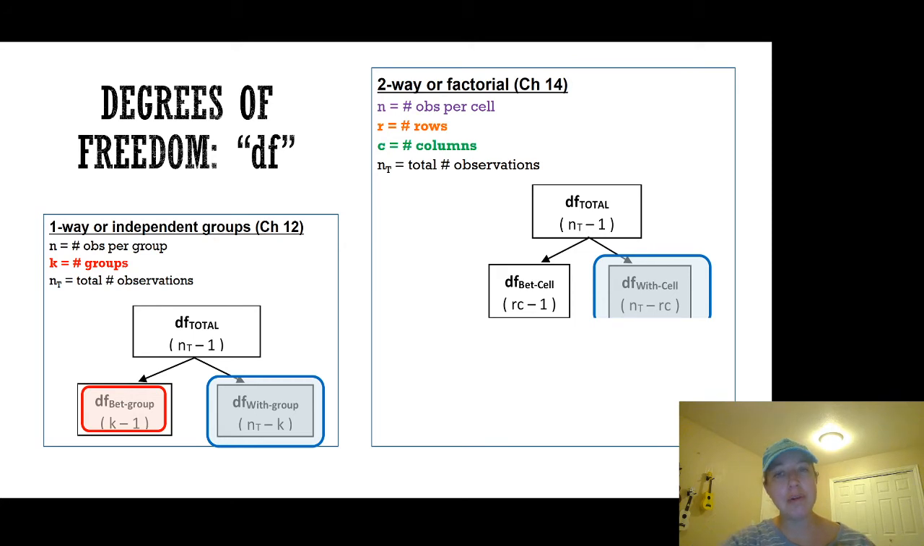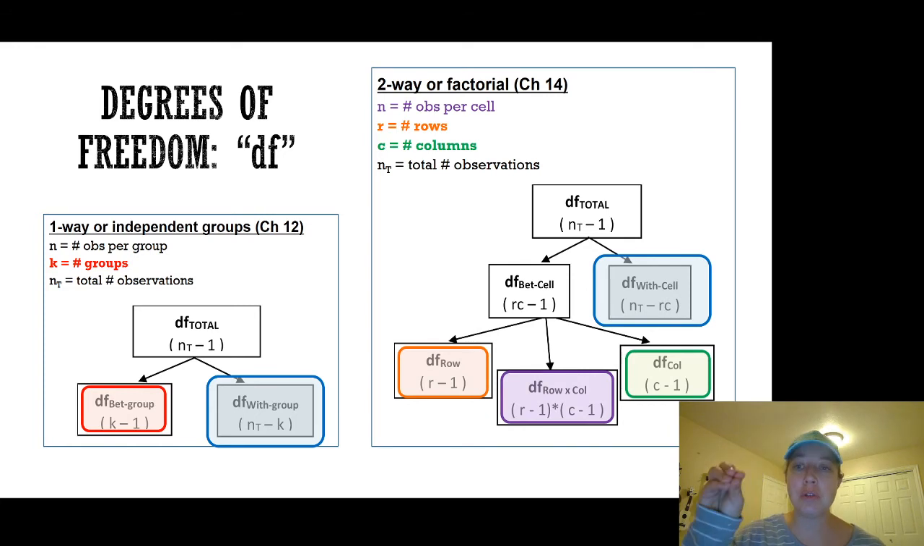So between cells, how many cells do we have? We have three rows, 2 columns, that's 6 cells. Instead of being K minus 1, it's number of cells minus 1. Instead of being total sample size minus K, it's total sample size minus number of cells. And then the cells are specified by their row and their column and the interaction. So the degrees of freedom for the rows is the number of rows minus 1. The degrees of freedom for the column variable is the number of columns minus 1. And the interaction means multiply. We're going to multiply the degrees of freedom for rows and columns together.